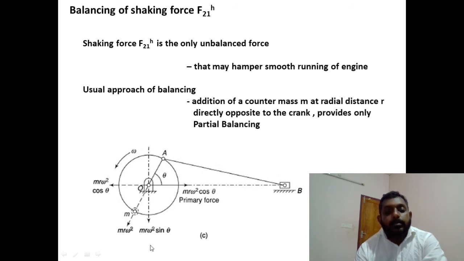So how to balance this? It is not possible to balance completely. Even though the horizontal component can be balanced completely, the vertical component cannot be balanced completely. So we are making some compromise in balancing in this type of system. We are not completely balancing the system, we are going for something like partial balancing. In the case of the slider crank mechanism, we are balancing only partially.